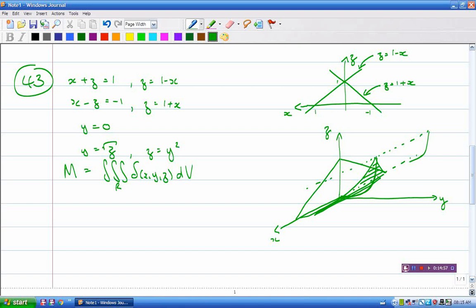But they're not really talking about a surface here, they're talking about a solid. Find the mass of the solid bounded by the one plane, the other plane, and this surface. So in fact, that plane and its twin on the other side are also sides of it. And y equals 0 is the xz plane. So yeah, there you go. It took me ages to draw the first time I drew it.